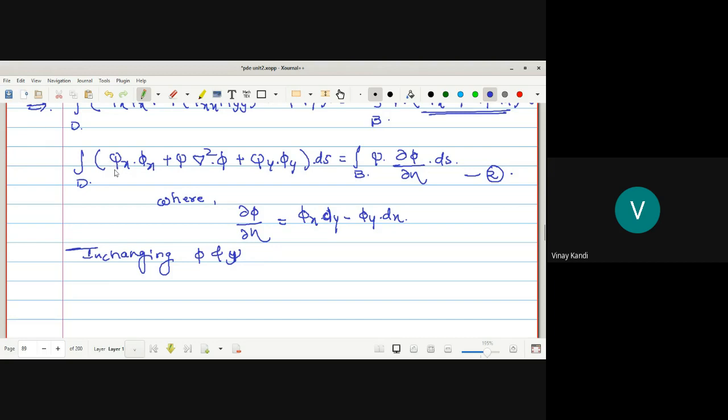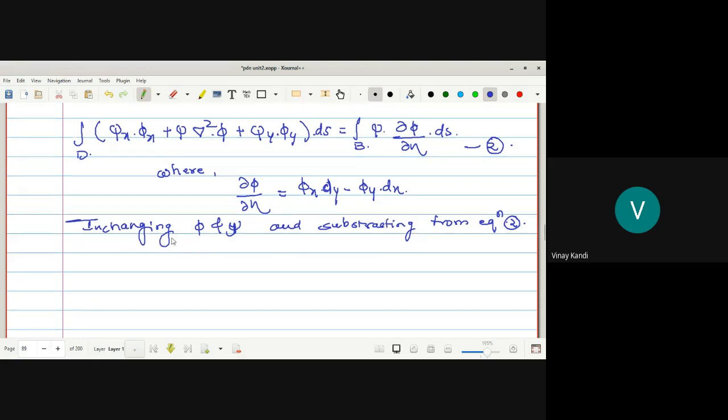Interchanging the role of phi and psi and subtracting from equation number 2.